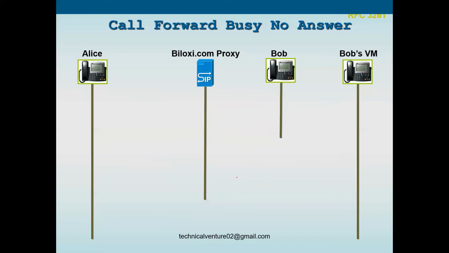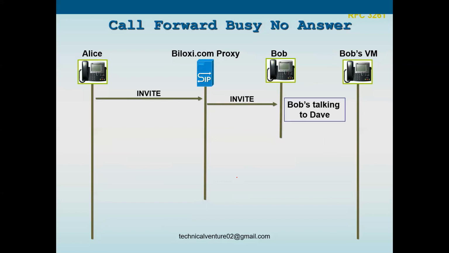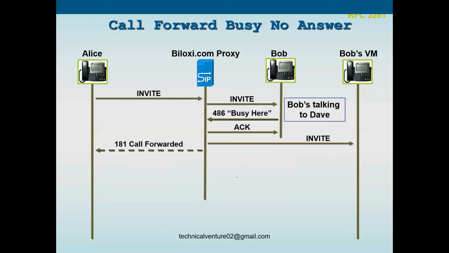Next, we can take an example where, if that person is busy or not willing to take a call, the call should go to voicemail. Let's check it out. The first one is the same INVITE message, proxy to Bob. Now Bob is talking to someone else, so 486 Busy and an acknowledgement. Then the proxy will send an INVITE to Bob's voicemail, because that configuration is already on Bob's phone: if I am busy, just forward my call to my voicemail. It will send the 181 Call Forwarded message from the proxy to Alice.